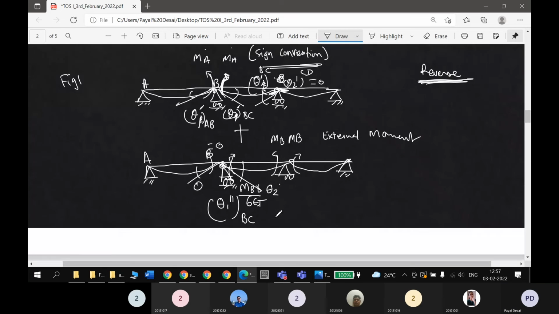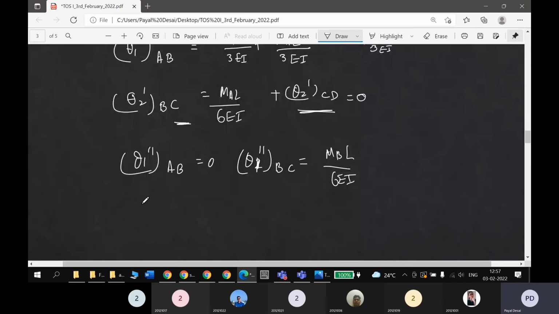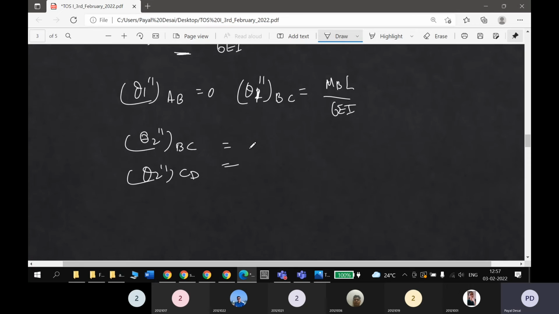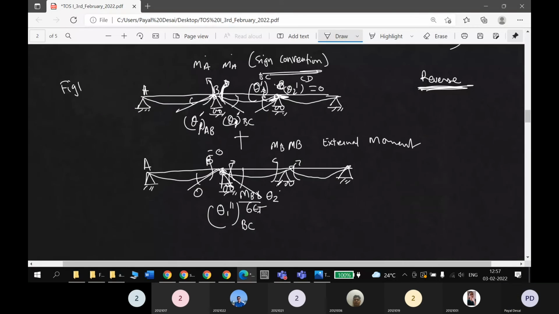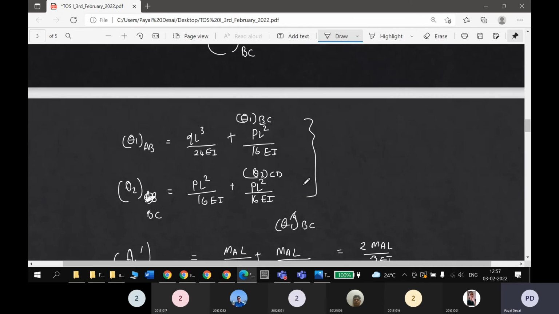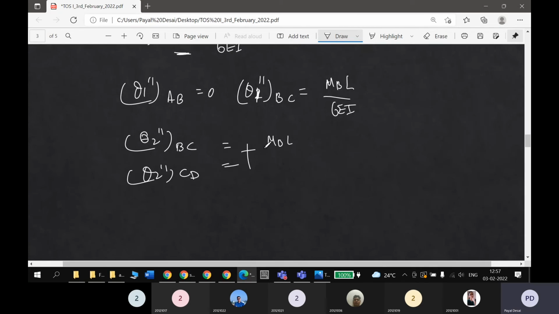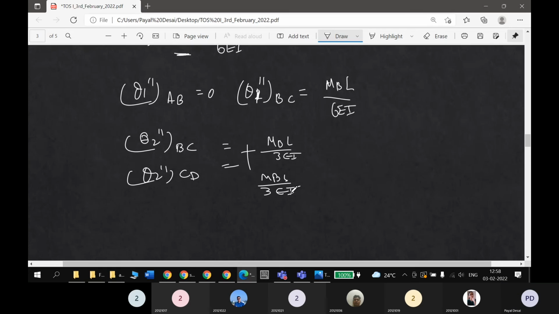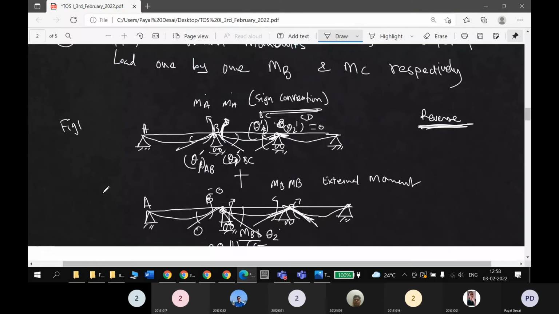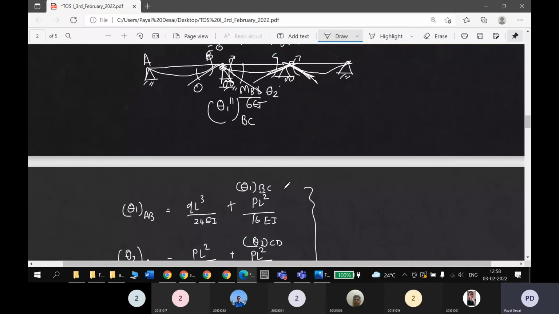And the last one, theta 2 double dash, right? So theta 2 double dash due to span BC, theta 2 double dash due to span CD. So it will be a summation, of course, summation of these two rotations due to moment. Okay, so ML over 3EI, here MBL over 3EI will come, one rotation will be this, the other rotation again MBL over 3EI, so 2 times MBL over 3EI. Now we write the compatibility equation. Our calculation is done, writing is done, these are the calculated rotations.